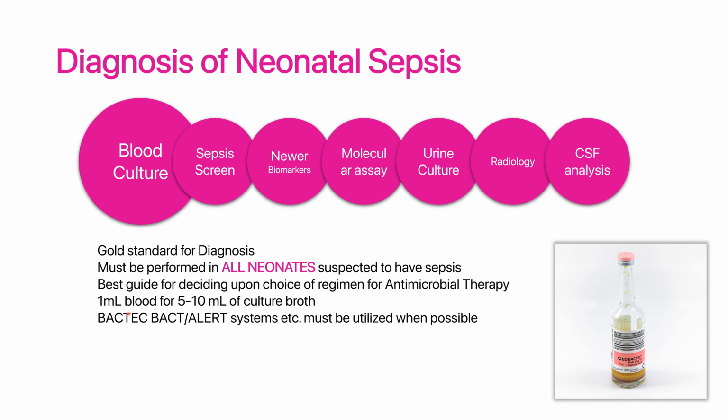Important point to remember is that for adequate yield, 1 ml of blood for 5 to 10 ml of culture broth must be sent. For example, if this is a culture bottle and this contains 30 ml of culture broth, we have to send at least 3 to 6 ml of blood in it. That means 1 ml for every 5 to 10 ml of culture broth. This will ensure the adequate yield of the organism, because if we send inadequate samples, the growth will not happen and we will miss the case of neonatal sepsis. Recently, there are BacTec and BacT/Alert systems available which can give results very quickly and help in our treatment of neonatal sepsis.